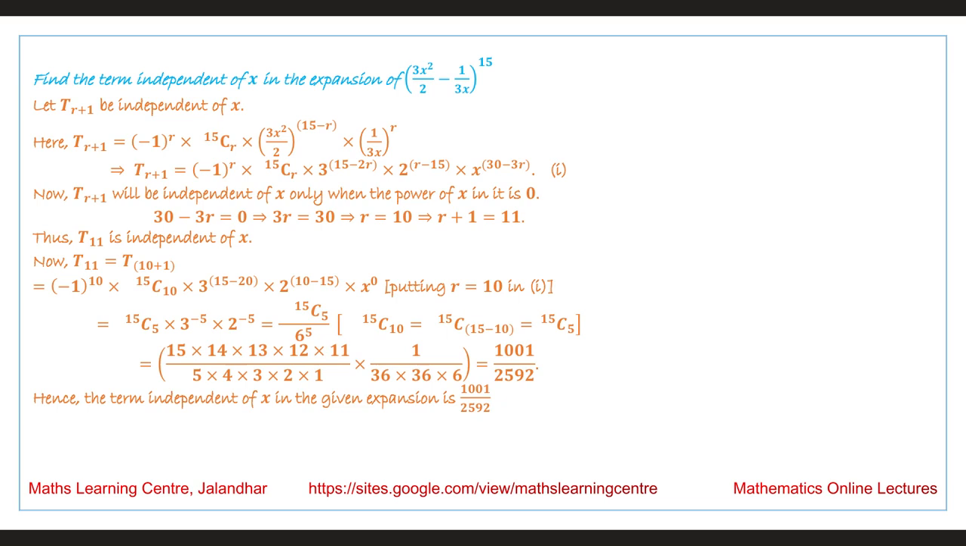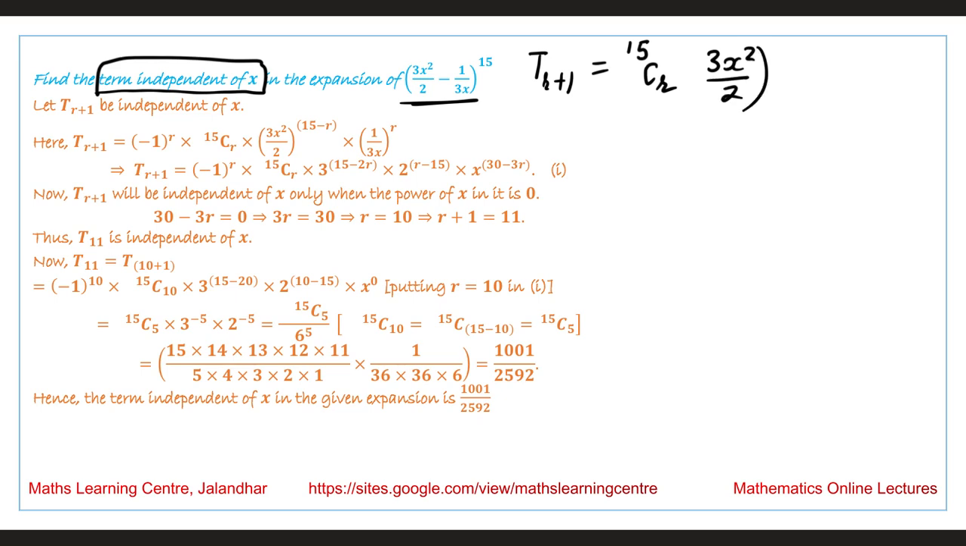Now in this next question, we have to find the term independent of x in the expansion of this value. If we write the general term over here, T of r plus 1 is equal to 15Cr, (3x square by 2) raised to the power 15 minus r, and (minus 1 by 3x) raised to the power r.